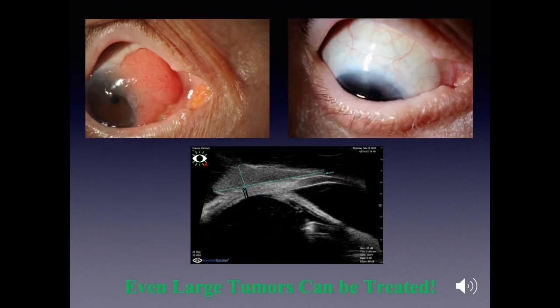Lastly, we have a case of a rather large epibulbar diffuse malignant ocular surface squamous carcinoma. Here we see no ultrasonographic evidence of intraocular invasion, and with long-term topical chemotherapy, that is without any surgery, even this tumor was controlled.